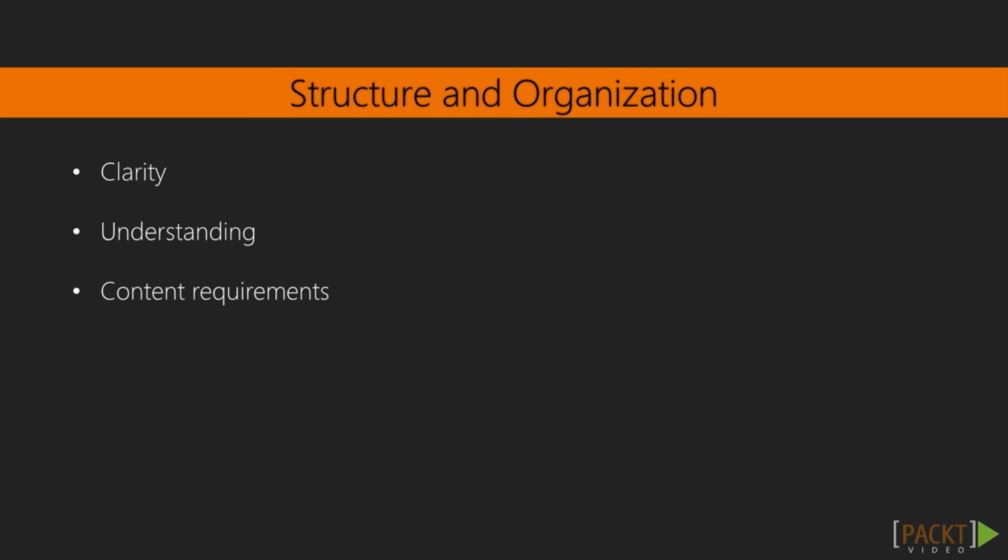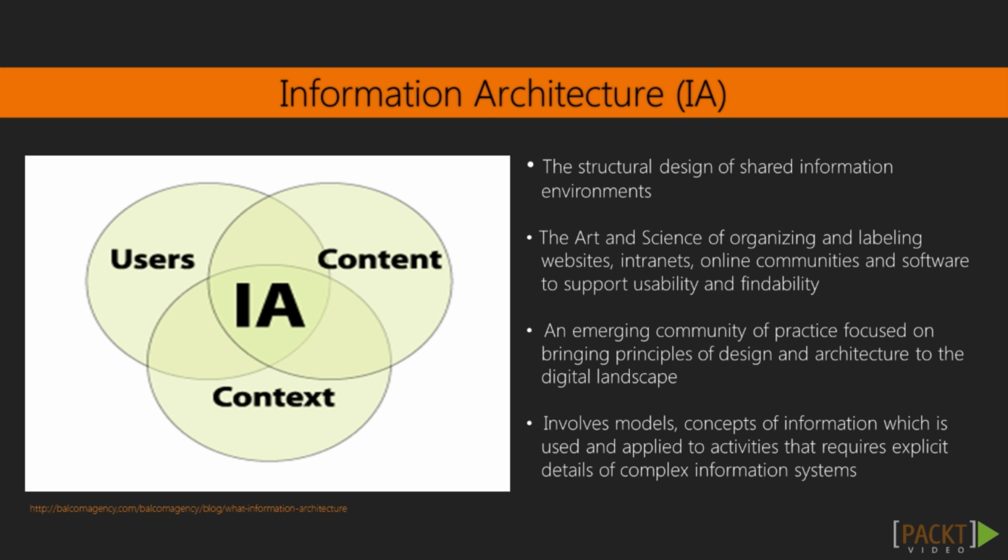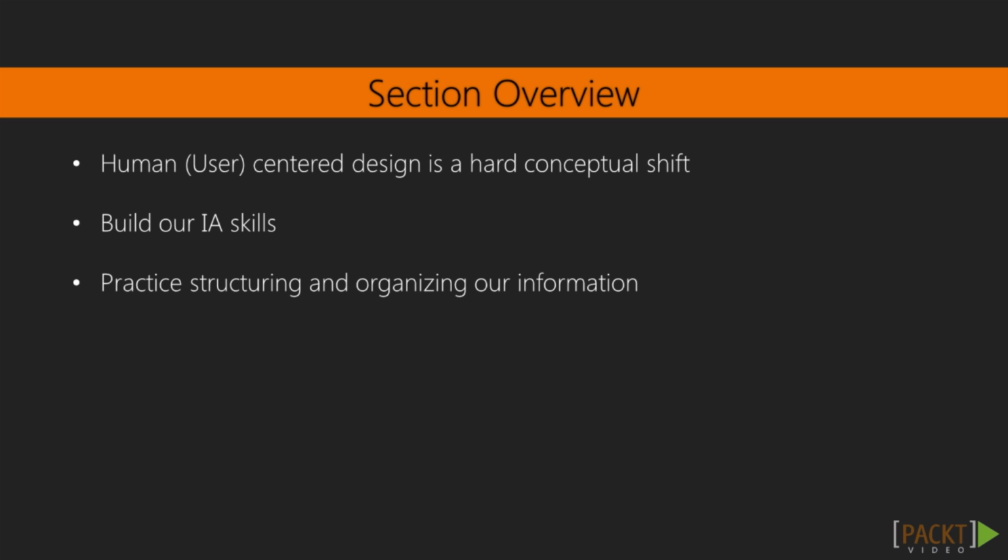When we refer to organization and structure of a website, these skills are associated with the information architecture aspect of the UX spectrum. Information architecture is the art and science of organizing and structuring websites. It could also be used in software to support usability and findability, and it typically involves a model or concept of information, which is used and applied to activities that require explicit details of complex information systems. So let's learn about how to improve our site structure and sitemap.